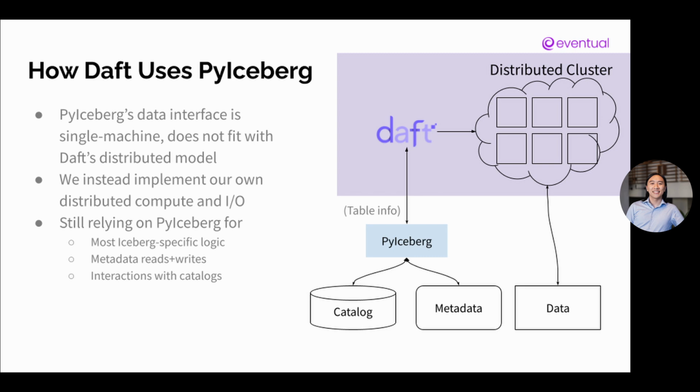So instead, we implement our own distributed compute and I/O. So in this diagram here, instead of taking the data itself, we take from PyIceberg the info about the table, and then we distribute the work out to the cluster, which actually downloads the data or uploads the data. And we rely on PyIceberg for a lot of the Iceberg-specific logic, metadata reads and writes, as well as interactions with the catalogs.